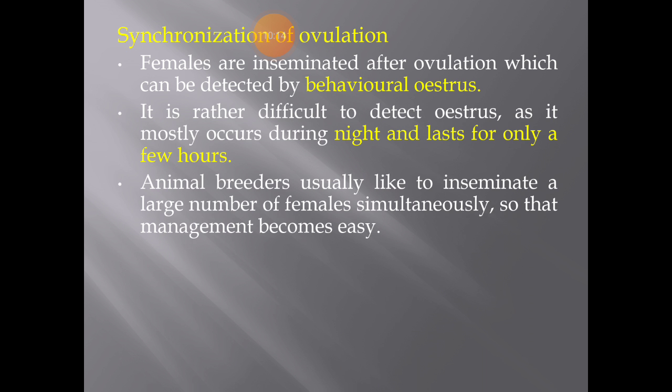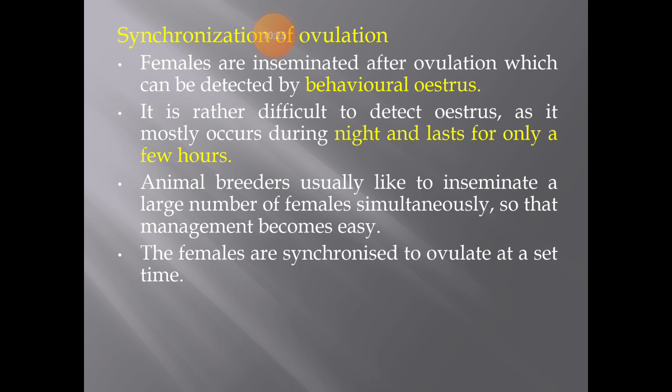Now, animal breeders like to inseminate a large number of females simultaneously so that the management becomes easy. How to do this? All the cows may not naturally attain their estrus phase simultaneously. For that, you can go ahead with this procedure, that is synchronization of ovulation. The females are synchronized to ovulate at a set time. You can see to it that all the cows will undergo ovulation in a particular time. You can bring about this.